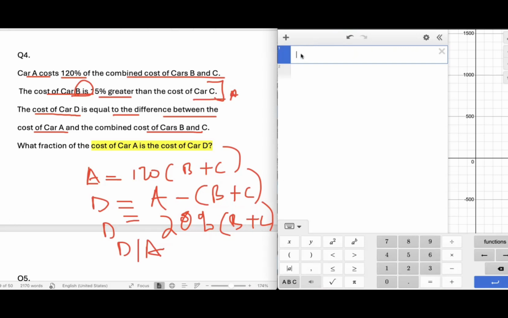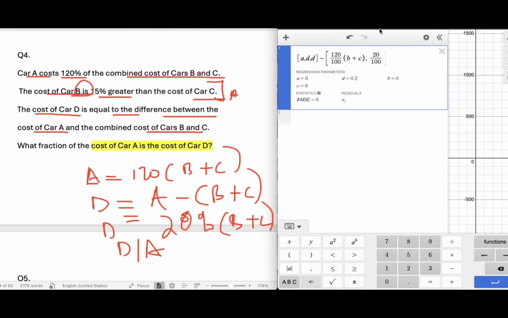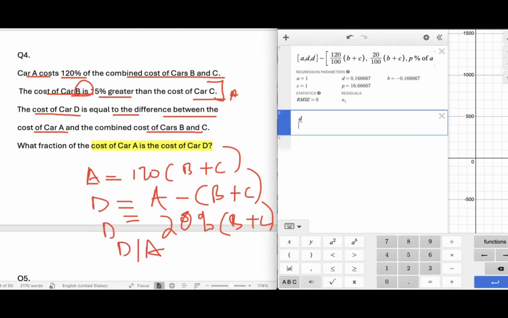And then you put this in Desmos. So we start with A, D, and D. And then we regress. And we say, what is the first thing? 120% of what? B and C. The B and C, that's the first thing. And the second one is 20% of B and C. And the third one, I want to know how much of A is D. Therefore, P percent of A. And you get what? P is 16. Actually, the relationship between D over A is 0.16.